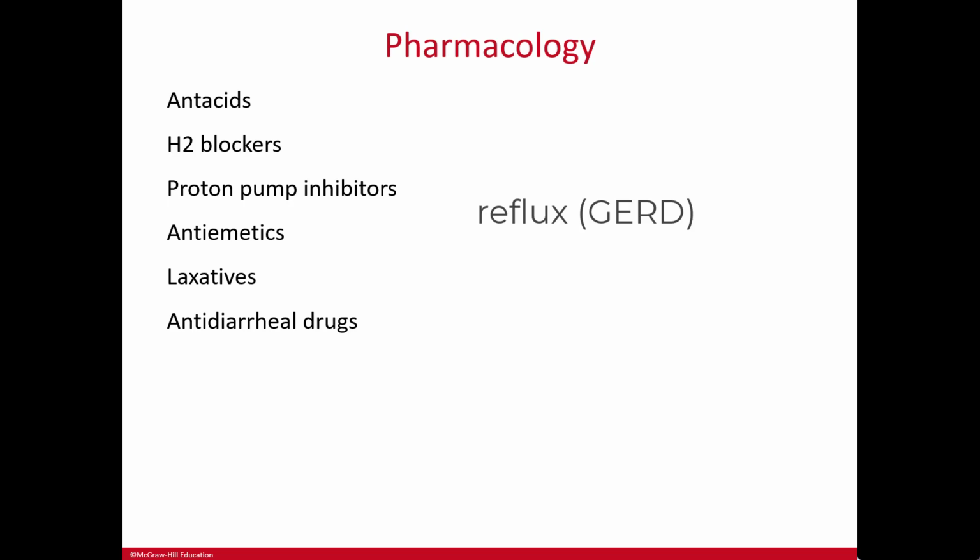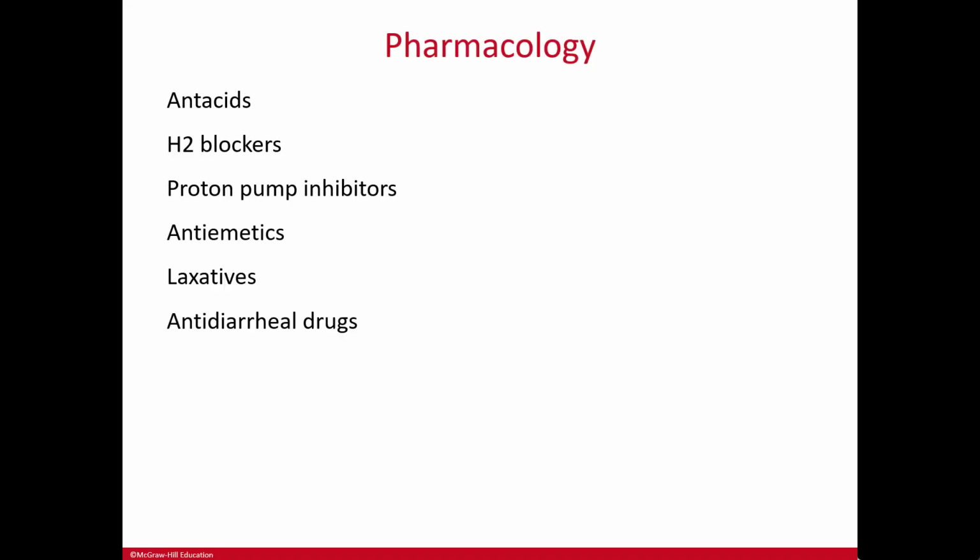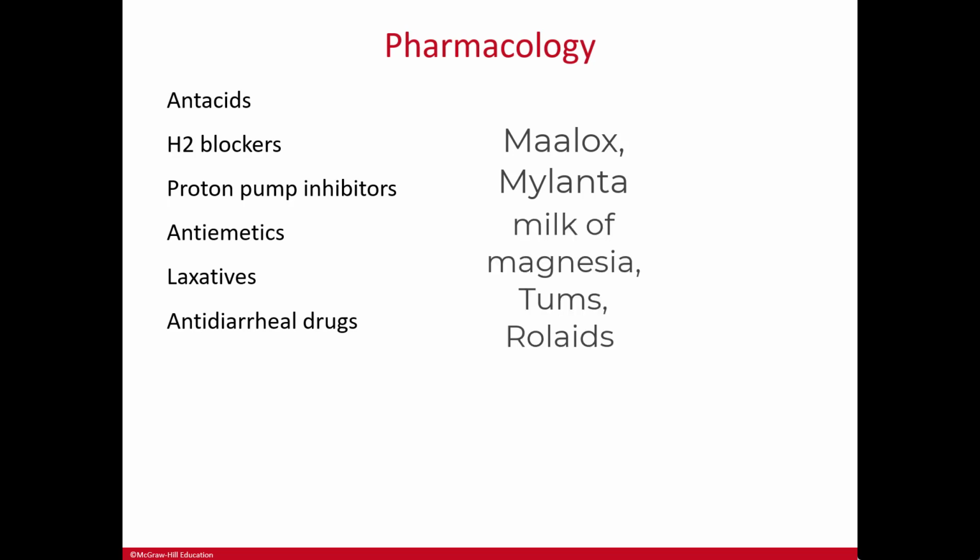All right, and let's talk about some pharmacology. We talked about reflux or GERD, and in order to treat GERD, we need to treat the excess gastric acid that's associated with it. So antacids are a great way to treat that. We can take them orally to neutralize that gastric acid and relieve the heartburn. Examples of antacids include things like Maalox or Mylanta, which are a class of drugs called aluminum hydroxide, magnesium hydroxide antacids. Milk of magnesia, Tums, Rolaids, those are examples of antacids.